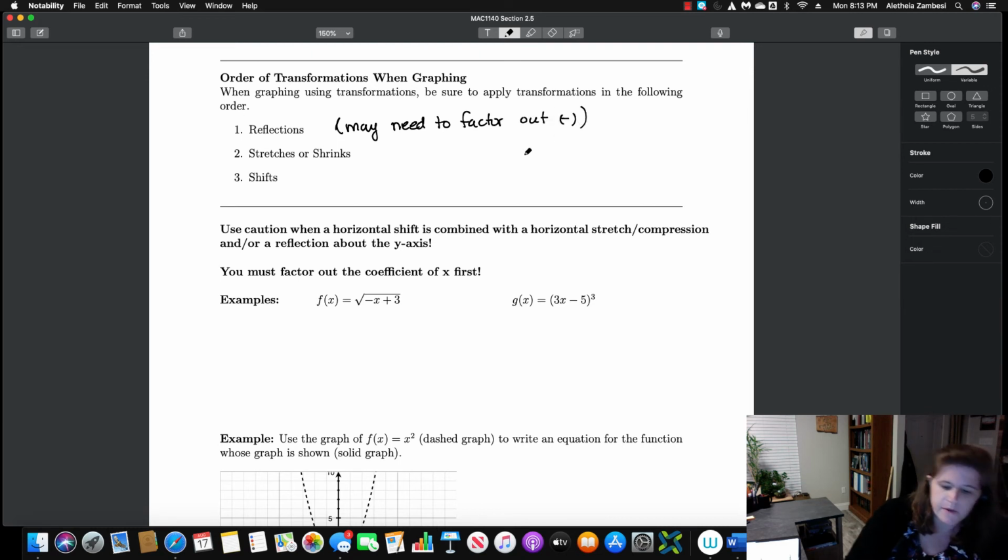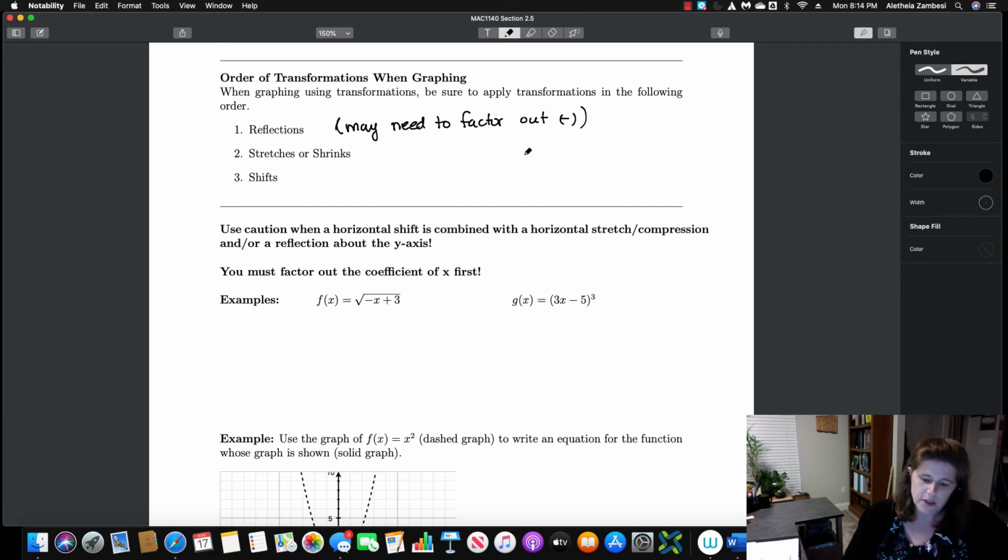Typically, you may need to factor out a negative. We'll have an example of that in a moment. Then you deal with stretches or shrinks. Then you deal with shifts. Now shifts, the vertical and horizontal shifts, you don't have to do them in any particular order. I know we've done vertical and then horizontal, but as long as you deal with the reflection and then the stretching first, the order is unimportant there.